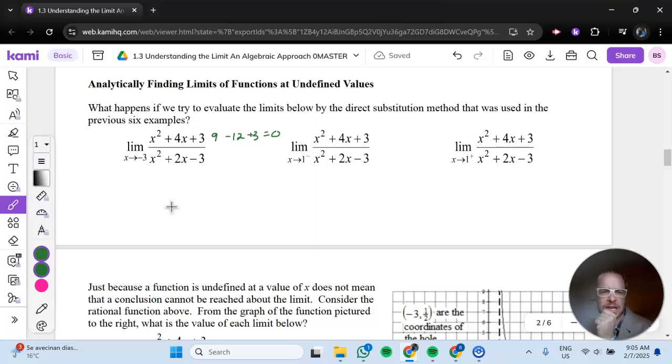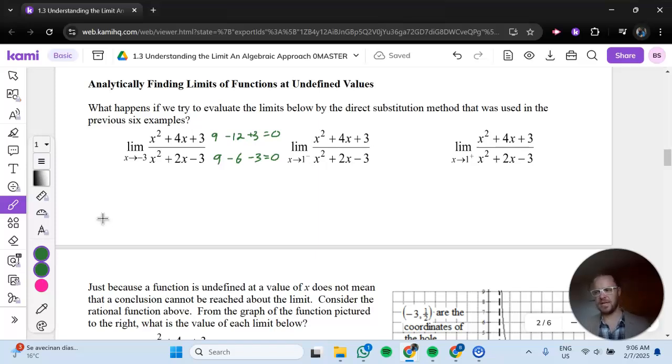Same thing on the bottom here, I'm going to get -3 squared is 9, minus 2 times 3 is going to be minus 6, minus 3, that is also 0. So this is actually a problem. Later, we'll learn a rule that helps us deal with this, but we're not there yet. We don't know how to take the derivative, so we can't do anything with it other than what we've done in pre-calc.